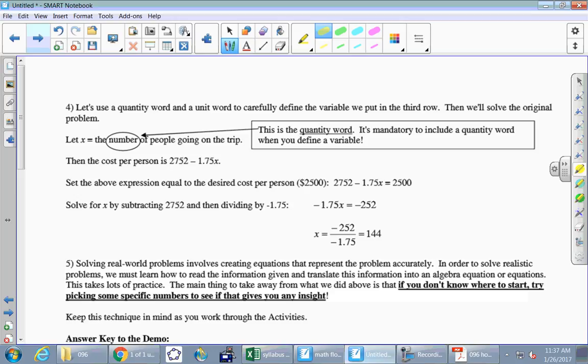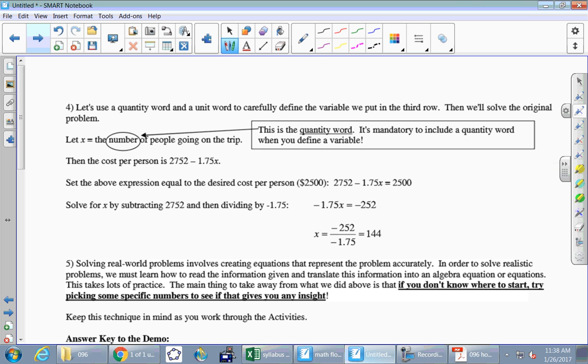But there are lots of ways to define x that are kind of wishy-washy, and that's not so great. If you say let x equal people, I'm going to say, well, what are you talking about for the people? Are you talking about how tall they are? Are you talking about how much weight they have? You're talking about what they had for lunch? The people have a lot of characteristics. You need to be very clear when you define your variable. So number of people going on the trip, okay? Number is the quantity word.